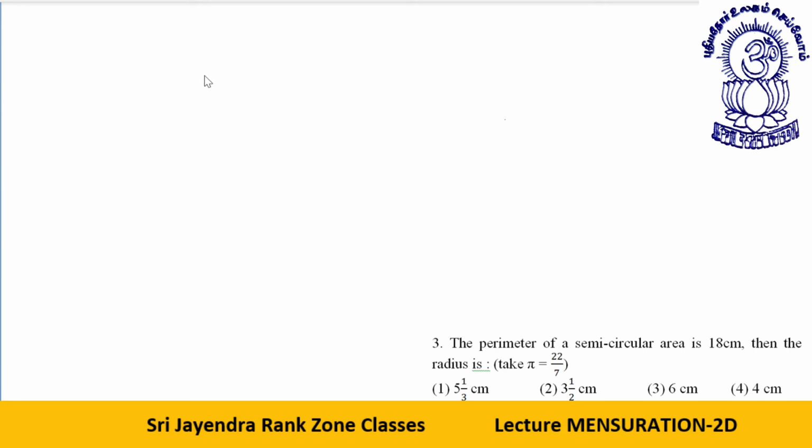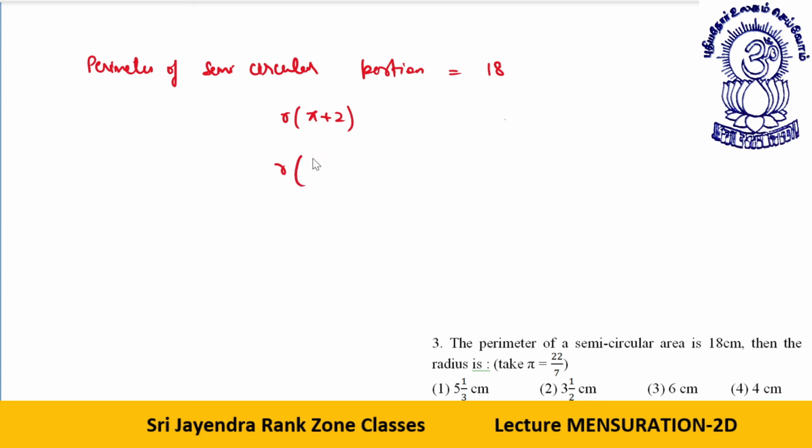Perimeter of a semicircular area is 18 centimeter. Then the radius is what? What is the perimeter of a semicircular portion? It is given to you as 18. You take r common. This is pi plus 2, and you very well know this is 22 by 7 plus 2.